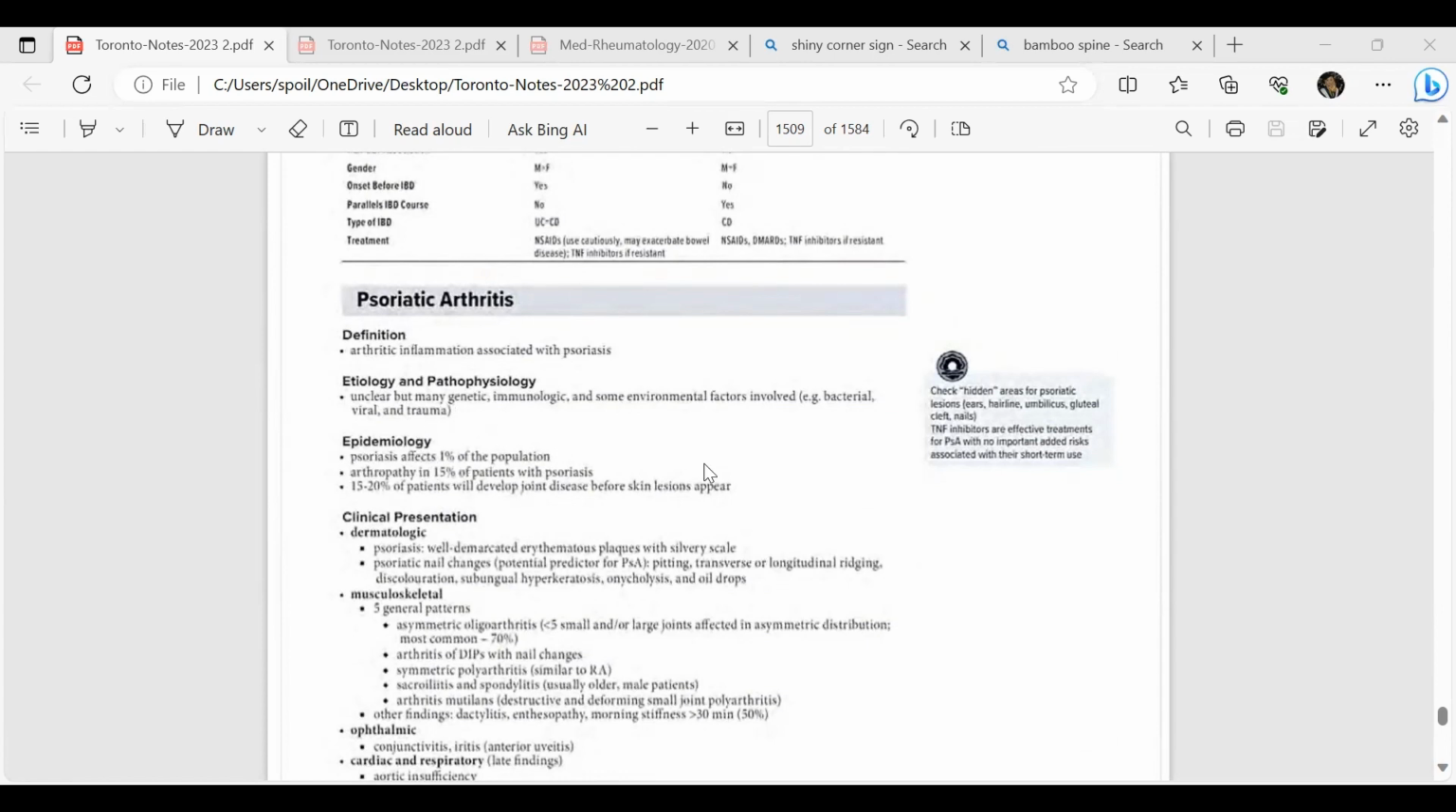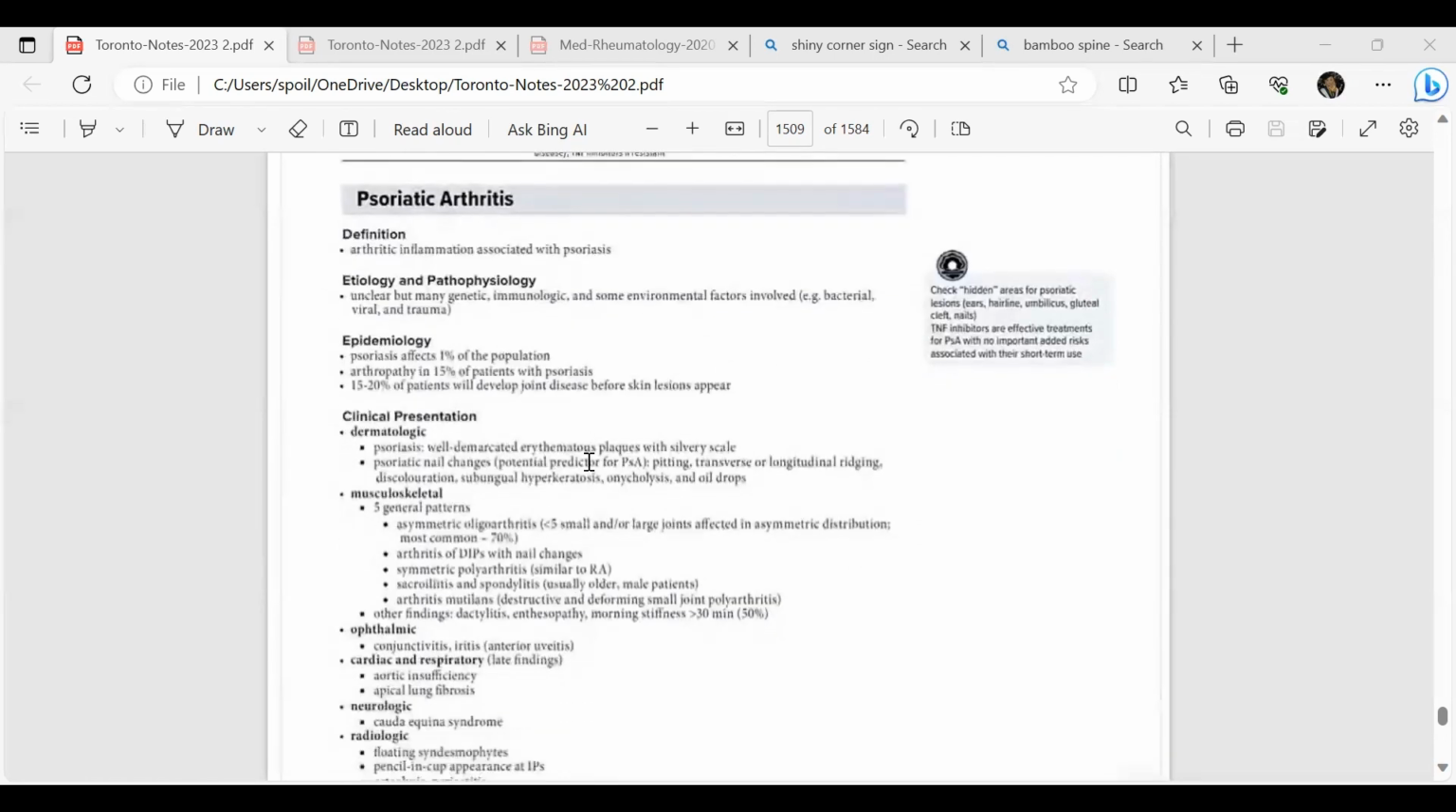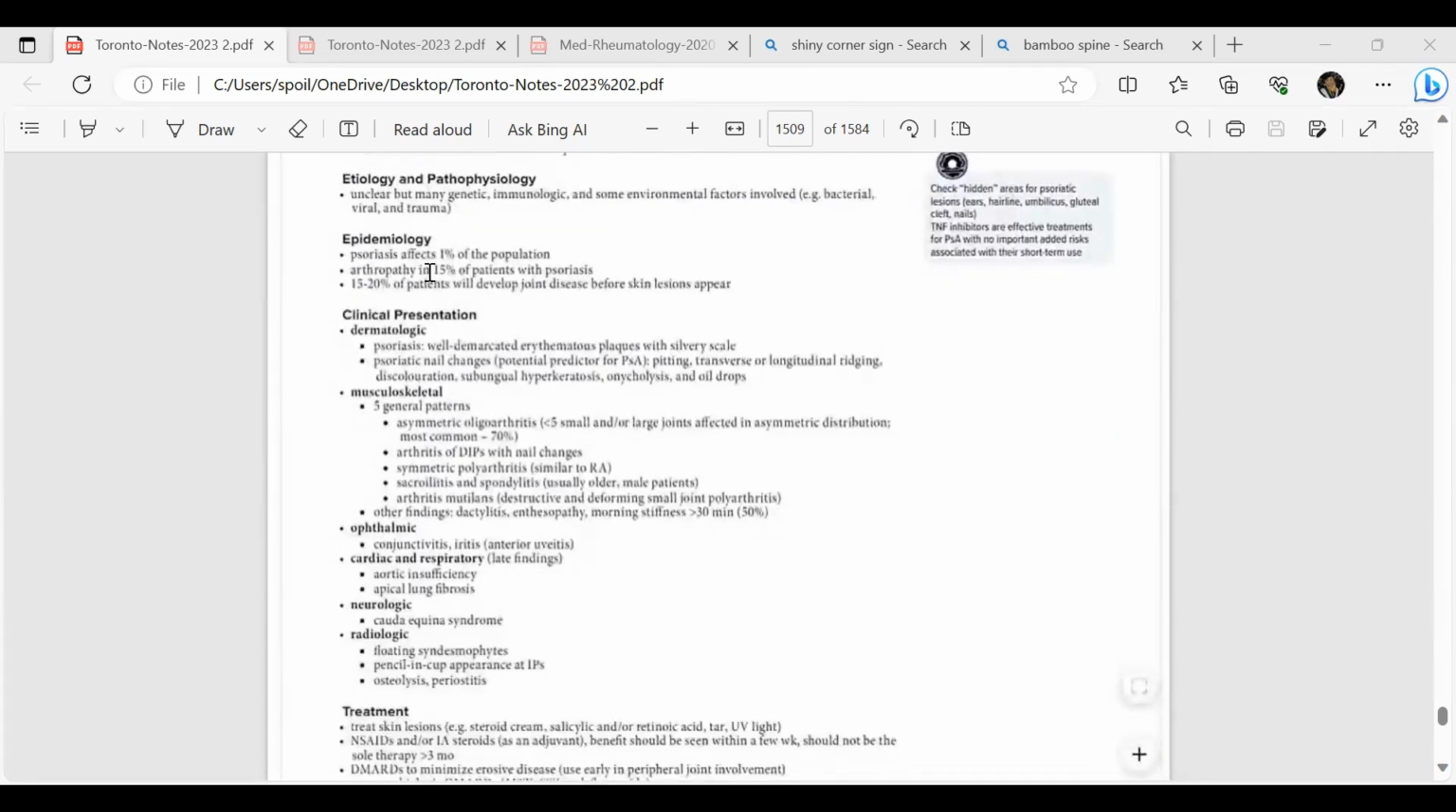This was something very confusing and I was unable to understand it. It's written that psoriasis affects 1% of the population. Nephropathy in 50% of patients with psoriasis, and 50 to 20% of patients will develop joint disease before skin lesions appear. This is an important point. I was not confused about this one. It was something else. I just mixed it up.